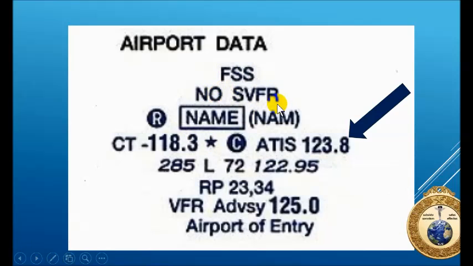Flight service station, no special VFR is allowed at this airport. It would be the name of the airport, identifier, control tower, ATIS, 285 feet above mean sea level. This has continuous lighting. There are no limitations because there's no star next to the L. The longest runway at this airport will be in hundreds of feet, so 7,200 feet. The airport advisory frequency 122.95. Right patterns for runways 23 and 34. VFR advisory 125.0, and this is an airport of entry.